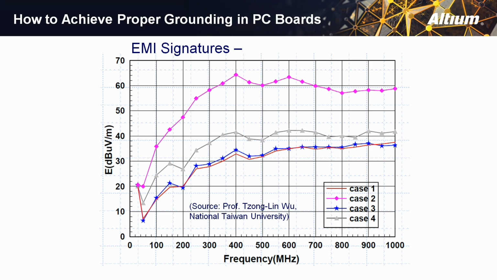But look at what happens in figure 2. The EMI signature of that particular board is anywhere from 20 to 30 dB worse than the EMI signature of 1 and 3, depending on what frequency you're looking at. 20 to 30 dB worse. That is an enormous EMI signature. That basically is a radio station.